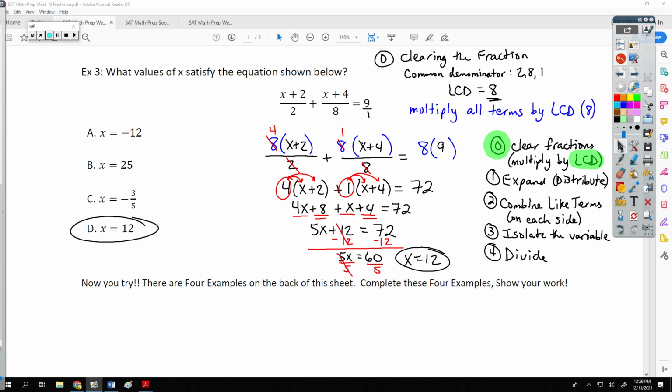Okay, so on the back are 2 examples like examples 1 and 2, and 2 examples like example 3. Now is when you're supposed to turn your paper over and attempt those problems on your own. Again, hopefully you've taken notes here on the front and can use that example, example 3, to help you work through the bottom 2 examples on the back.